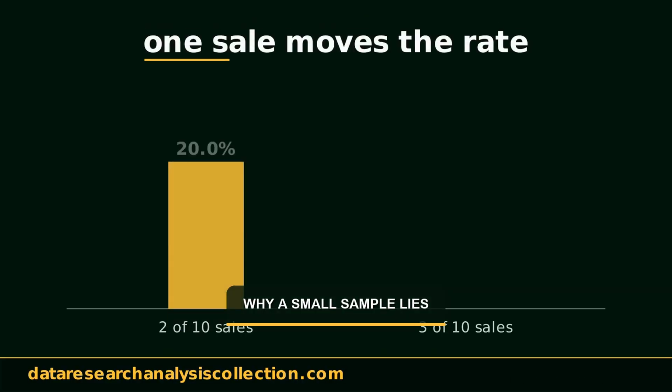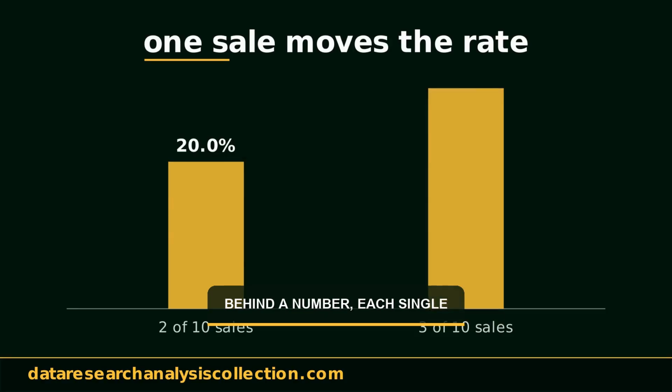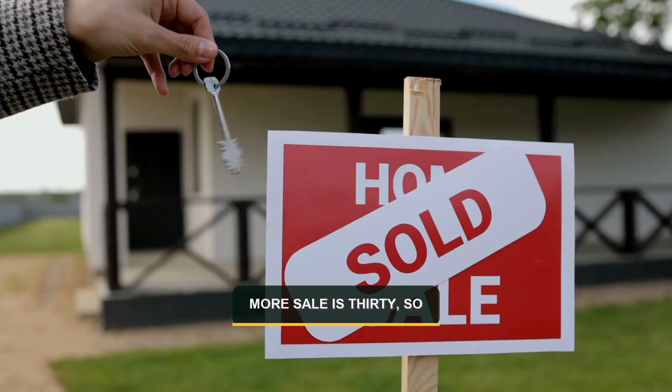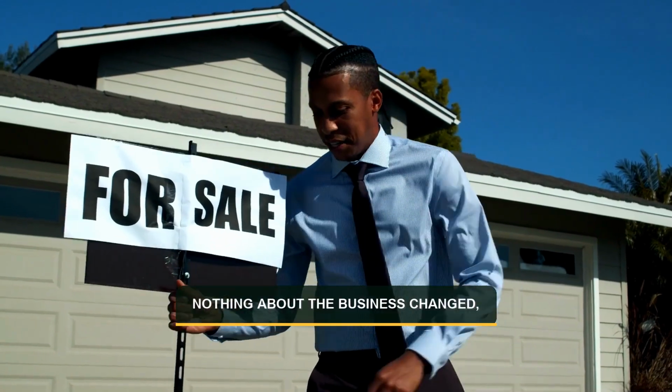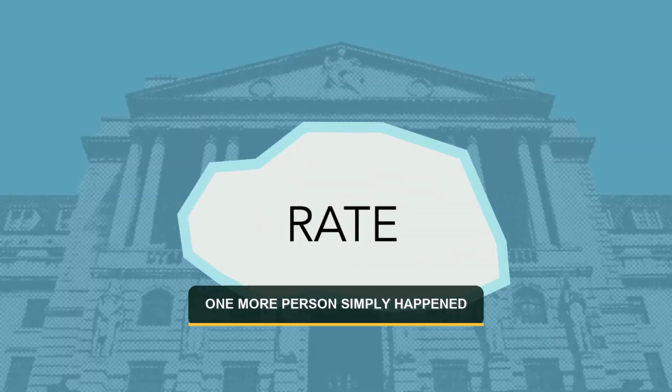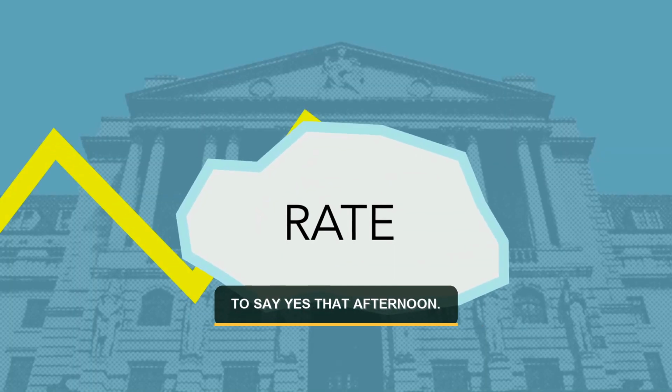Why a small sample lies. A small sample lies because it is mostly luck. When only a few events sit behind a number, each single one yanks the percentage around hard. 2 sales out of 10 is 20%, but one more sale is 30%, so a single customer just moved your rate 10 whole points. Nothing about the business changed. One more person simply happened to say yes that afternoon.